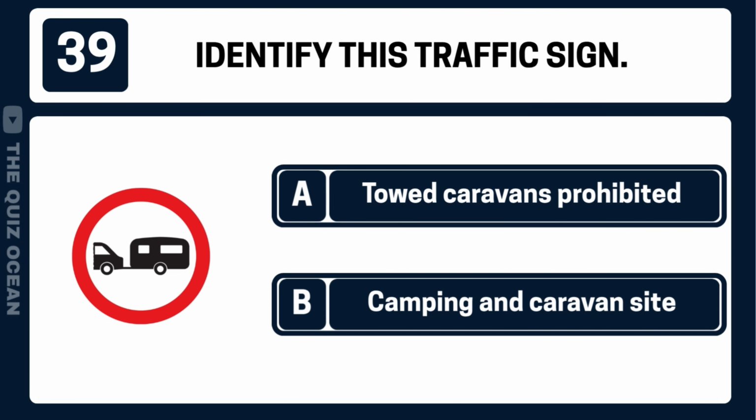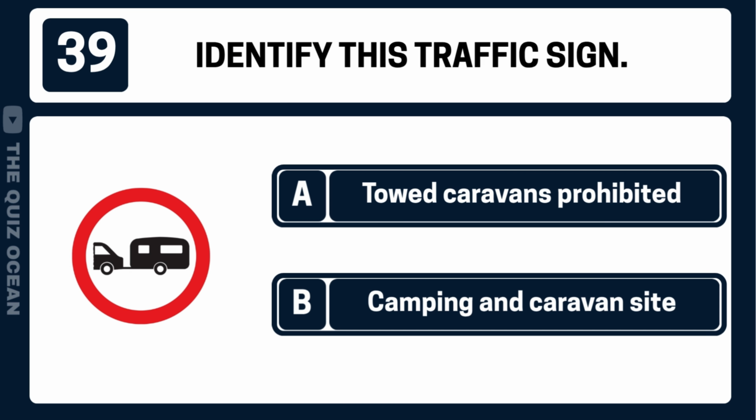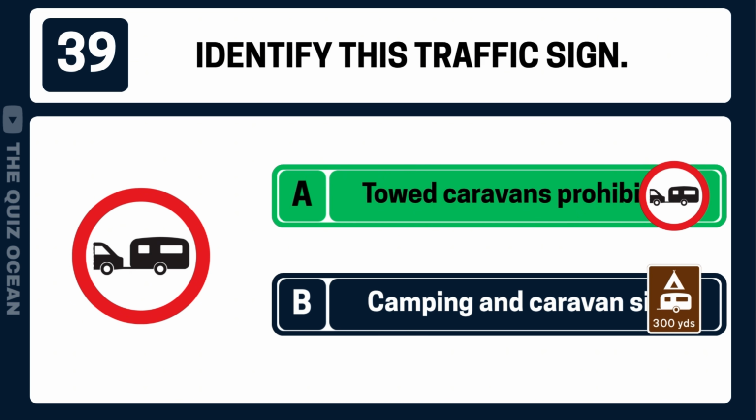Identify this road sign. A. Towed caravans prohibited. B. Camping and caravan site. The answer is A. Towed caravans prohibited.